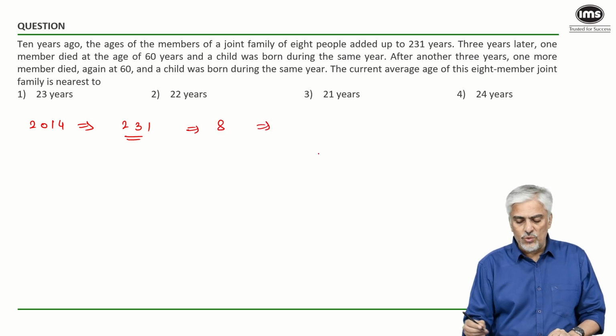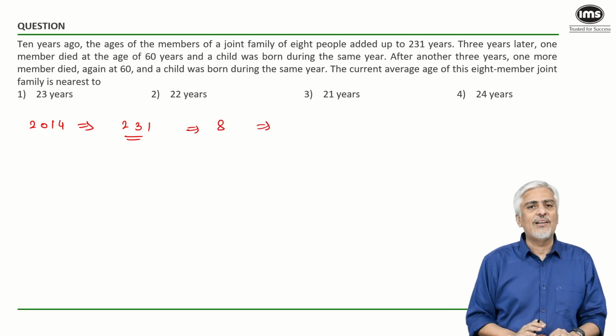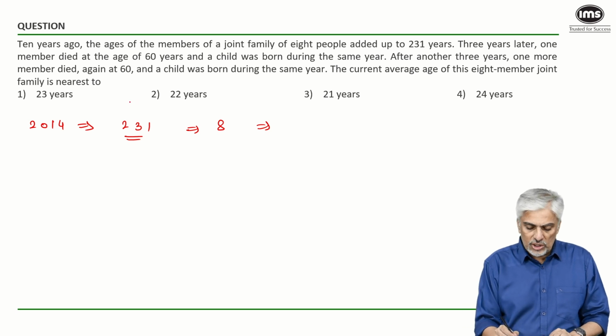I don't know what the average was. If I need, I can calculate 231 divided by 8. I don't know whether I need it. So this is total, this is number of people, and this is average.